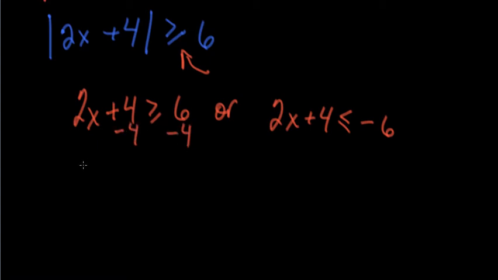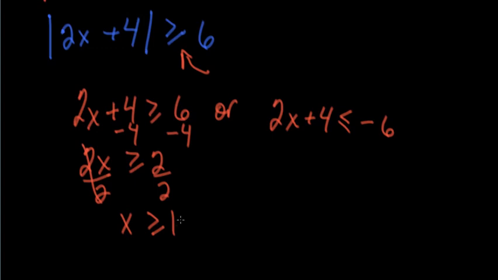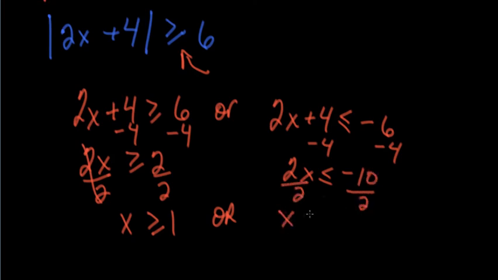We're starting off by subtracting 4 from both sides. So then you're left with 2x is greater than or equal to 2. Divide by 2, and you're left with x is greater than or equal to 1. Don't forget to write the OR symbol. I know that's minor, but I always tell my students that. Subtract 4 from both sides. You're left with 2x is less than or equal to negative 10. Divide by 2, and x is less than or equal to negative 5.